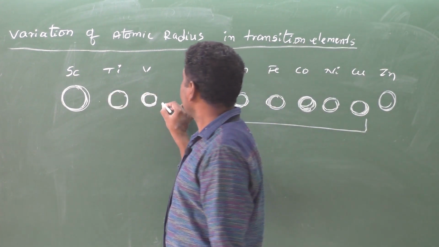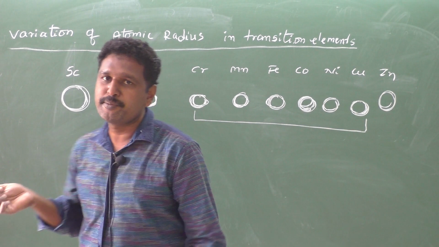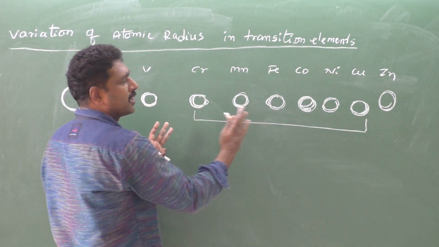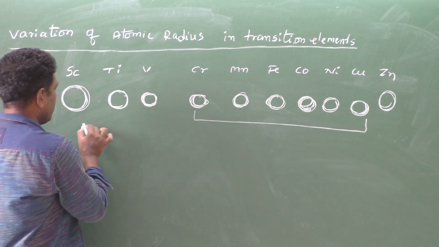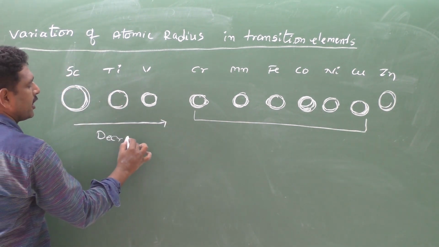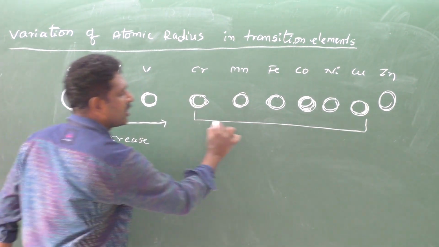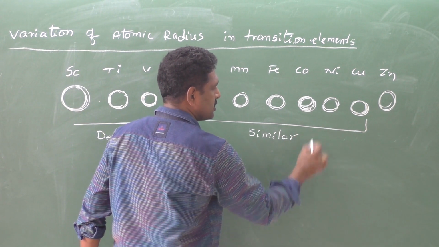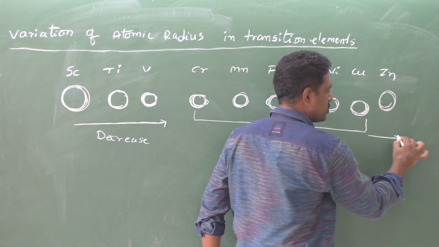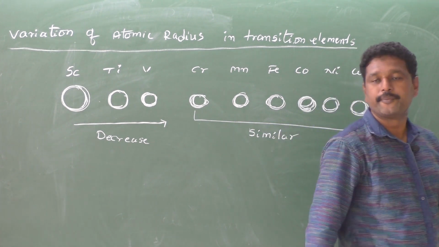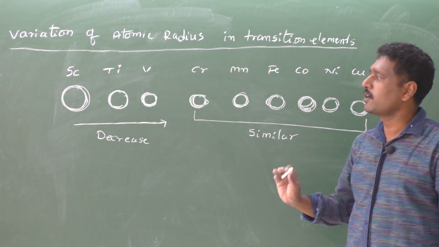So scandium to chromium decreases. From chromium to copper, the atomic radius is similar. From here to here, decrease. After here, similar or same. From zinc, it increases. This is the clear trend.